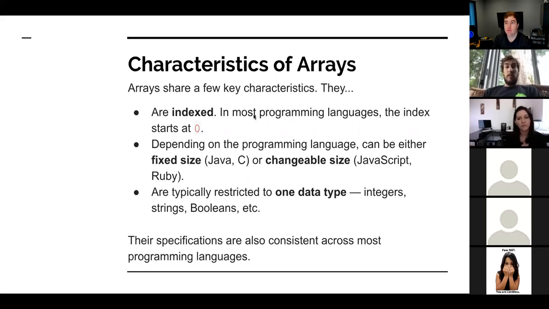In most programming languages, it starts at 0. Depending on the language, it can be either fixed size or changeable size. I don't think we've had any encounters with fixed size yet. I'm not sure on that though. And typically it's one data type, so integers, strings, booleans, etc.